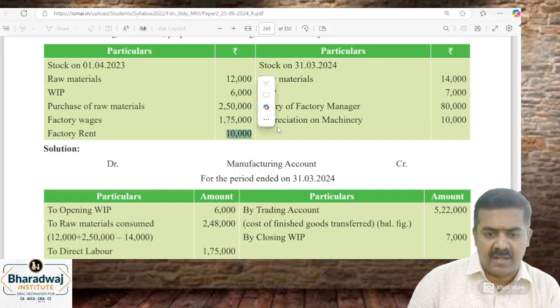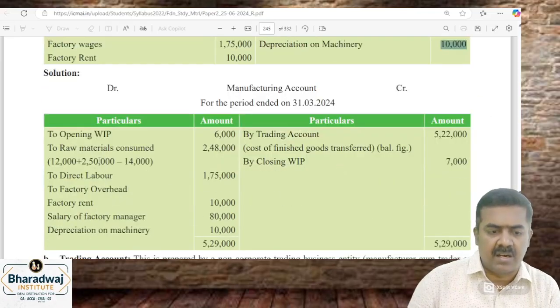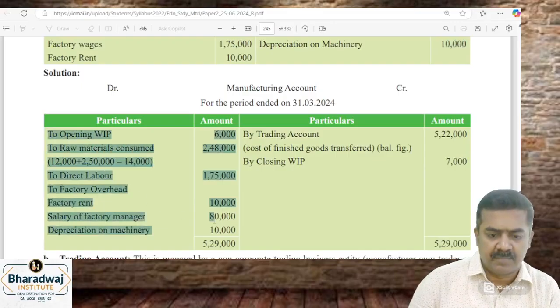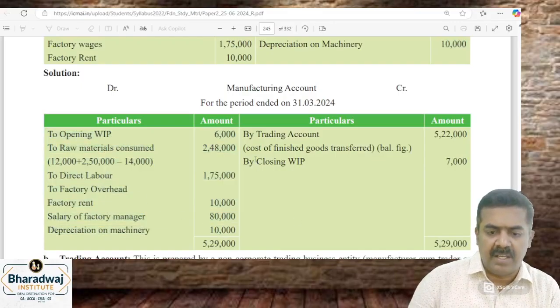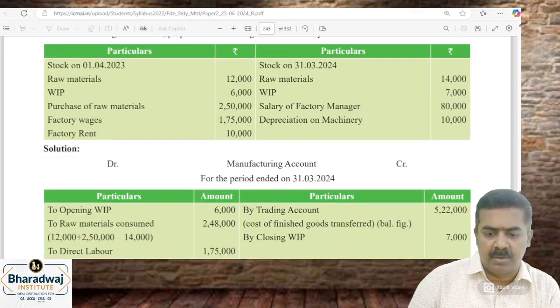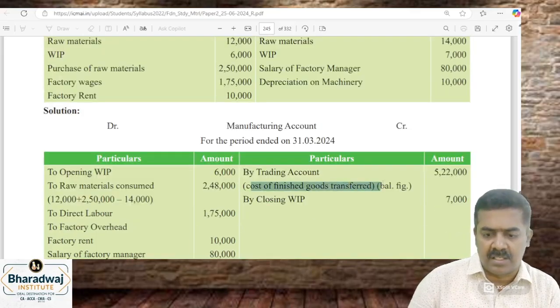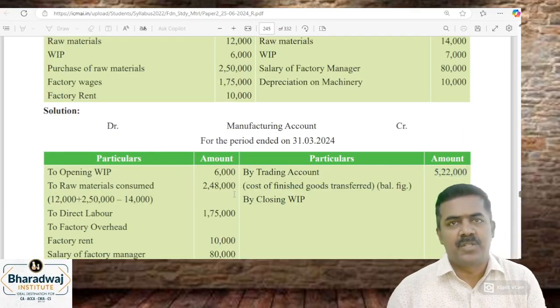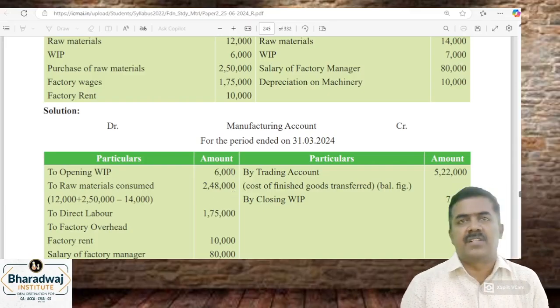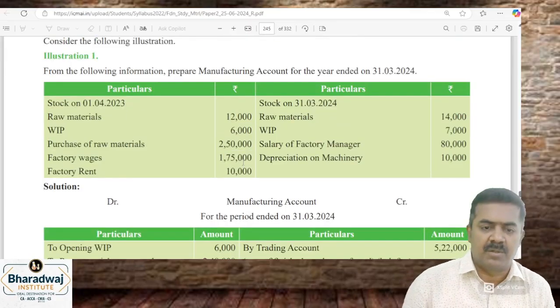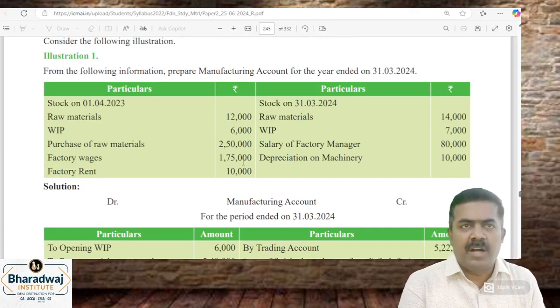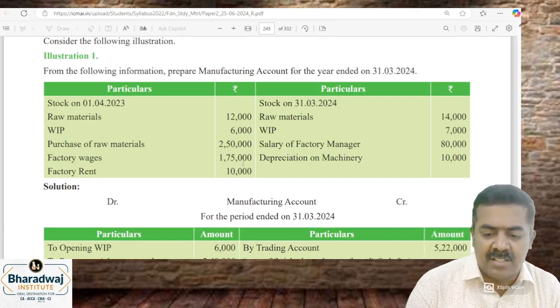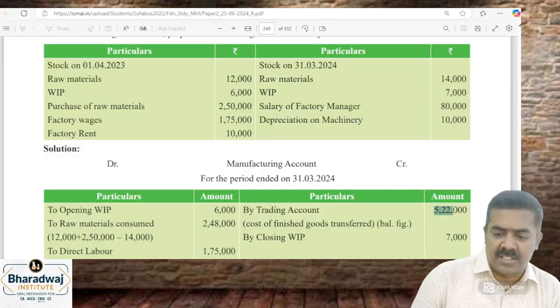Factory wages, factory rent, salary of manager, depreciation on machine, all these are related to production, so you charge them. Then eliminate the closing WIP, and you will get the cost of goods transferred. It will go to the trading account. So manufacturers prepare the first account, the manufacturing account, to find out the cost of goods manufactured. Cost of goods manufactured is 5,22,000.